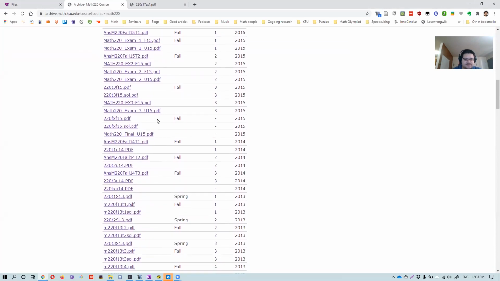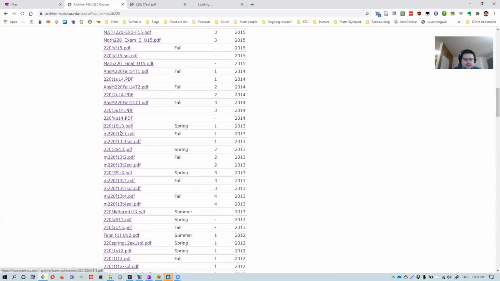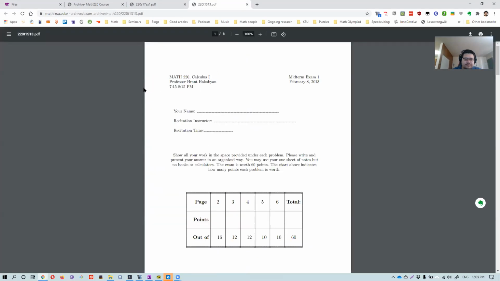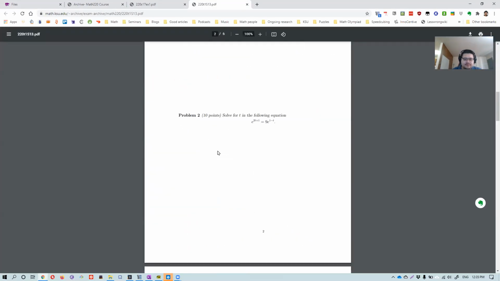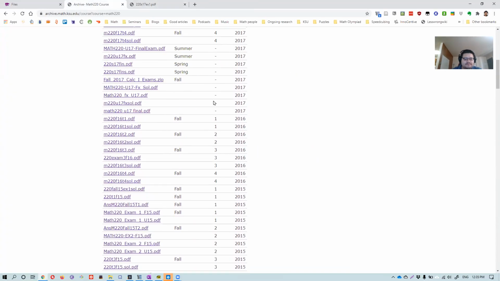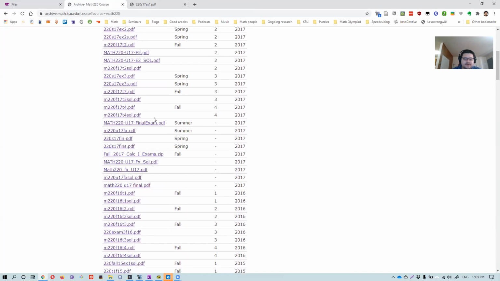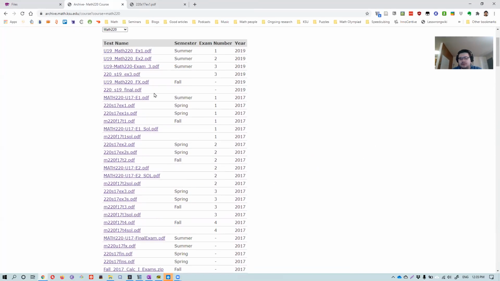It's not exactly very organized, but you can tell that the F means fall and S means spring, and this is another version. This one's a little bit different. You'd want to find one that's spring, or you could just try the fall ones also. It shouldn't make too much difference.